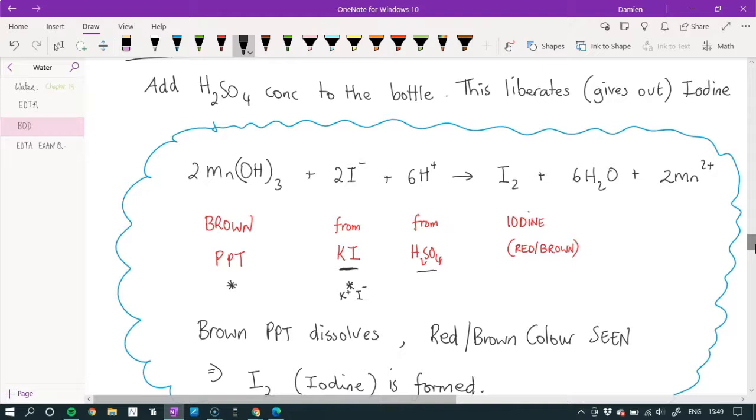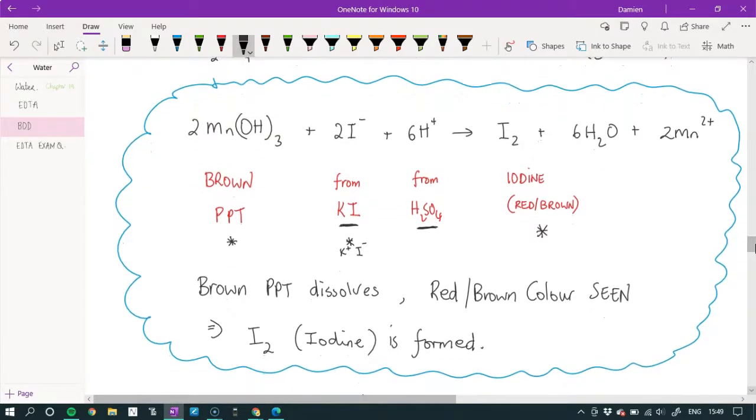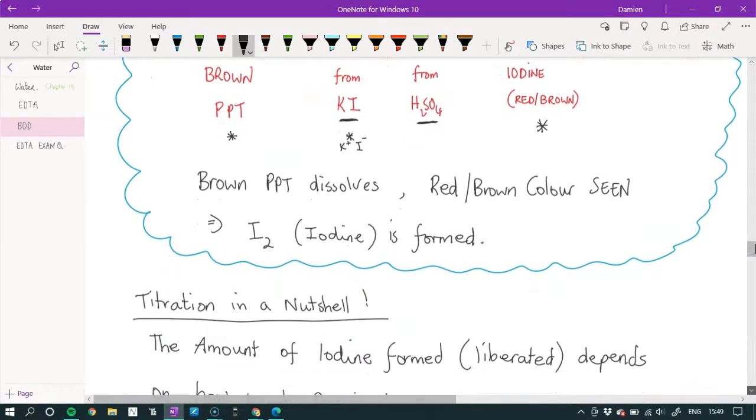You then end up producing H+ from your acid, because an acid is a proton donor. So those three things together will liberate iodine. And iodine is the red-brown colour that you've seen in the bottle. You end up producing some water and some Mn2+ ions as well. The brown precipitate dissolves and a red-brown colour is seen. That implies that iodine has actually been formed.